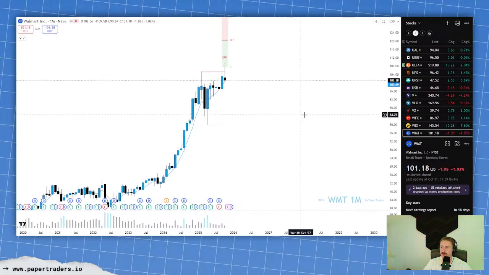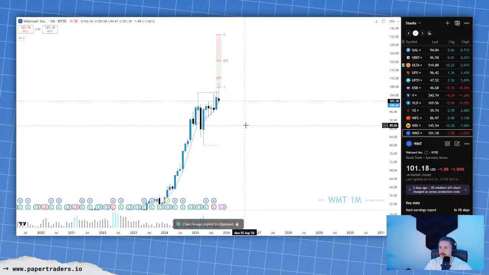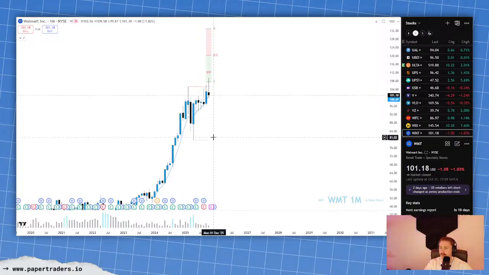Walmart shorts. Failed to break above this consolidation. Thoughts on WMT? Short it.